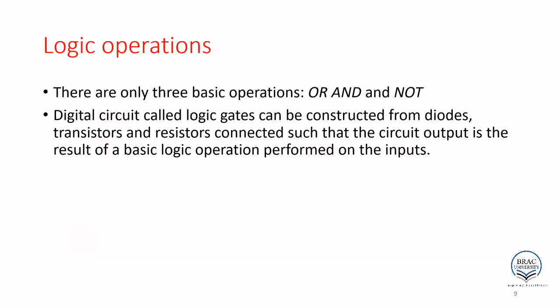Logic operation. There are three basic operations: OR, AND, and NOT. Digital circuits called logic gates can be constructed from diodes, transistors, and resistors connected such that the circuit output is the result of a basic logic operation performed on the inputs.